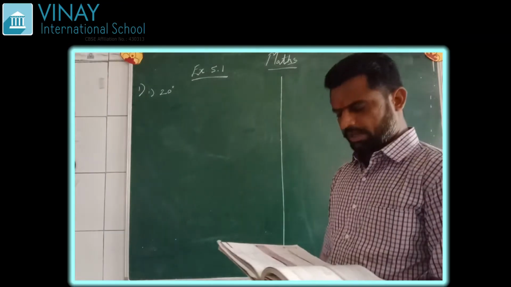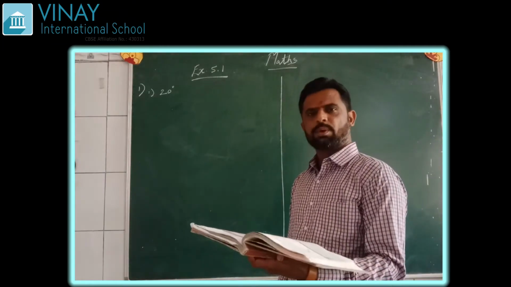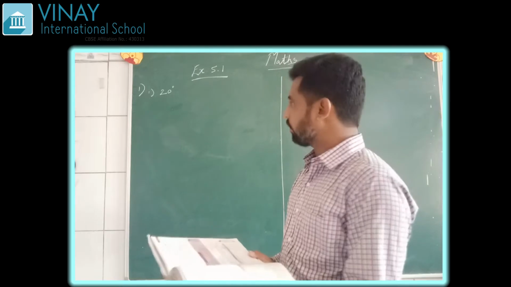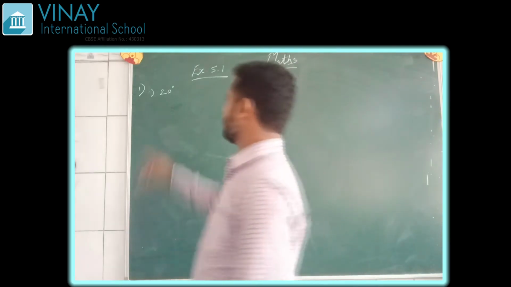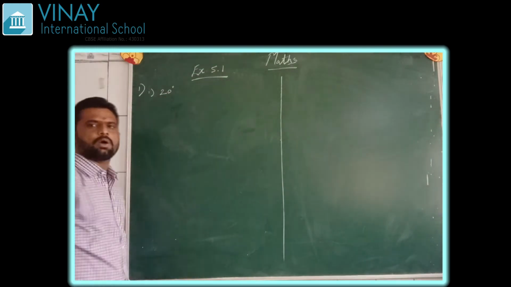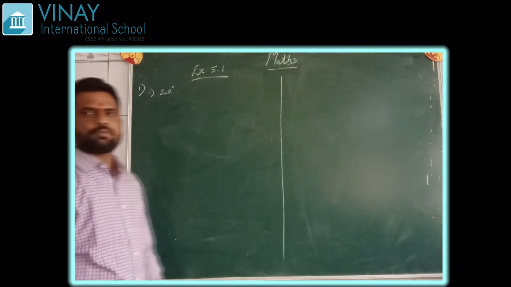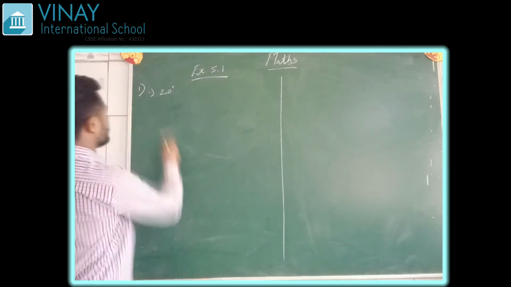Now, let us begin with exercise 5.1. Exercise 5.1, question number 1 is find the complement of each of the following, in which the first is 20 degree. Now 20 degree is given, we have to find out the complementary angle of this. As we know that the sum of complementary angles is equal to 90 degree.